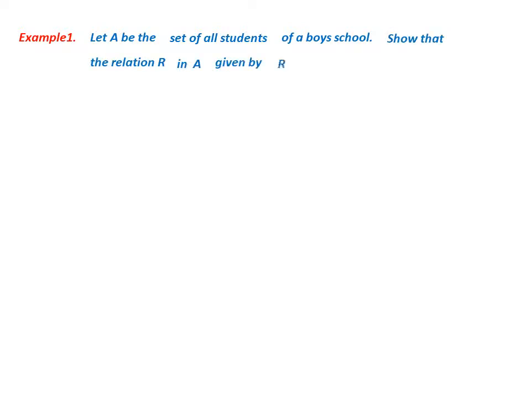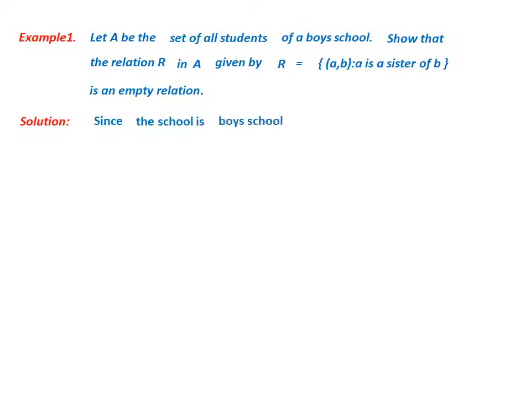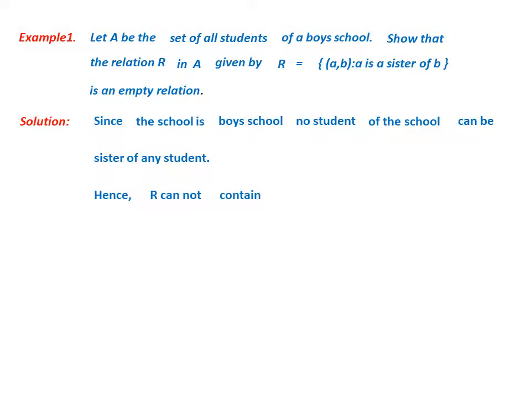The first example: let A be the set of all students of a boys school. Show that the relation R in A given by R equals (a, b) such that a is a sister of b is an empty relation. It is a very simple example, but it is an example of an empty relation. You have to give the reason like this. Since the school is a boys school, no student of the school can be a sister of any other student. That means R cannot have any element. So therefore R is an empty relation. So this is the reason.